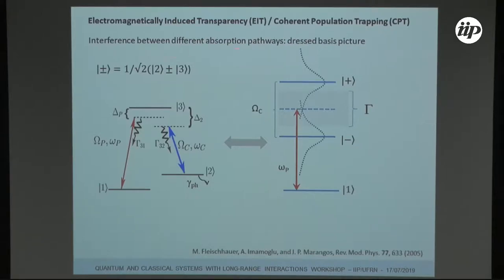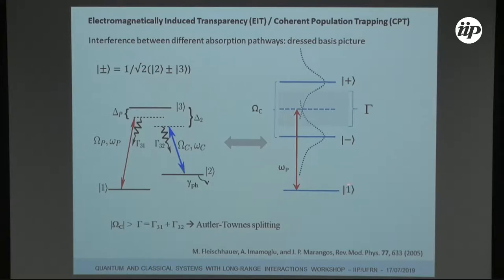To understand this interference between different absorption pathways, it's very useful to rewrite the Hamiltonian in terms of the dressed basis of the control field, which is the states plus and minus, which is just 1 plus 2 or 1 minus 2. So in terms of these new states, these dressed states, we can see that if the Rabi frequency of the control field is much stronger than the decay rate of the excited state 3, in such a way that the splitting of the levels plus and minus is bigger than the line width of the excited state, then we have two ways of excitation of the atomic system here.